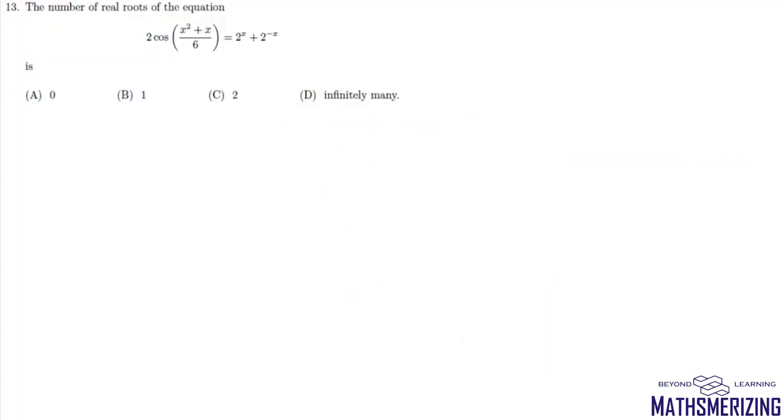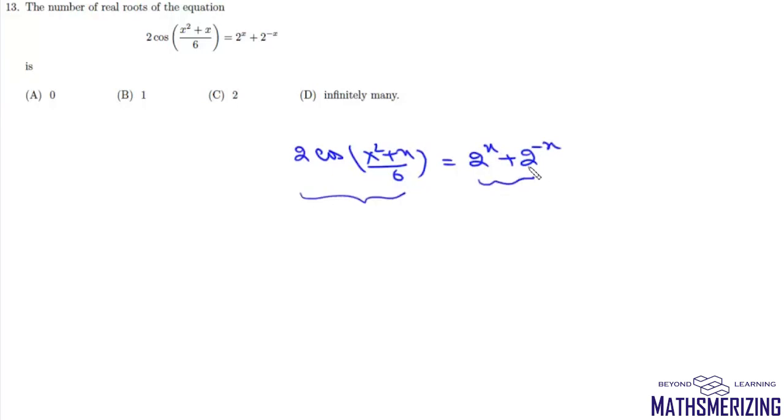Now question number 13 is: we need to find the number of real roots of the equation 2 cos of (x square plus x upon 6) is equal to 2 to the power x plus 2 to the power minus x. Here we have a trigonometric expression on the left and an exponential expression on the right.